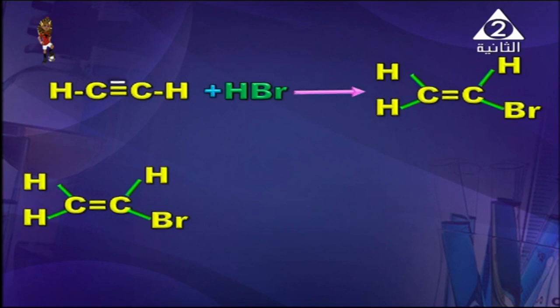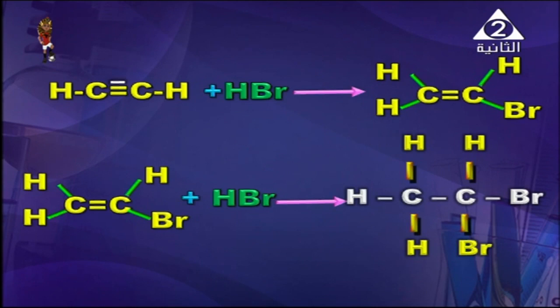C double bond C, H, HBr. What happened? More HBr here, breaking down this double bond, changing into a single bond. What will it be? CH3, CHBr. Yes, it's good. This means 1,1-dibromoethane. It's very good to obtain this.